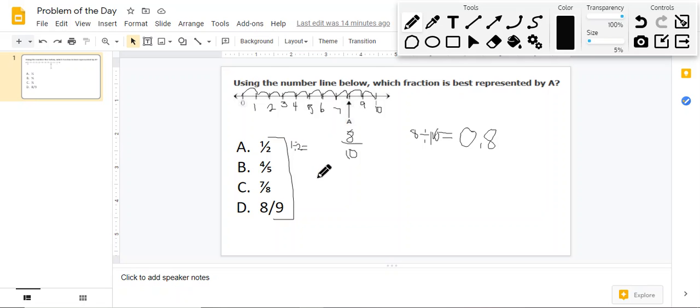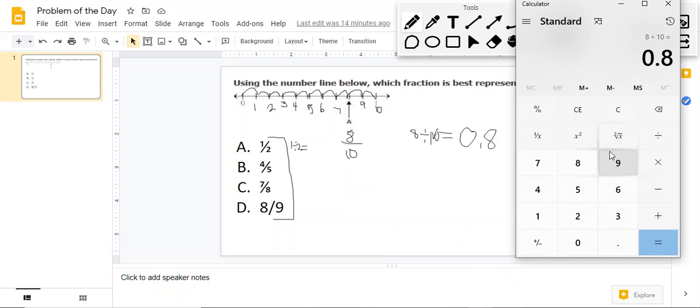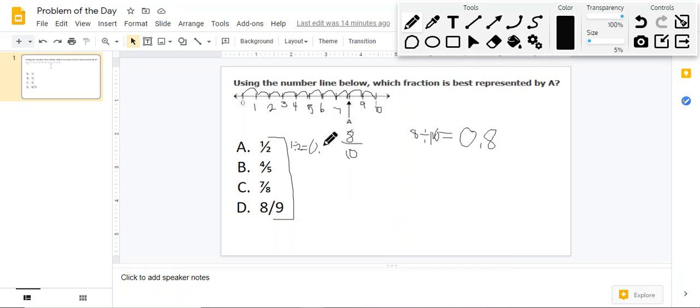Go ahead and solve that for a moment on your calculator. Pause here before I solve it if you want to try it on your own. I do 1 divided by 2. And I got 0.5. I look at the two decimals. Does 0.5 equal 0.8? No, it doesn't. So I'm going to go ahead and cross out A. I know it is not A.